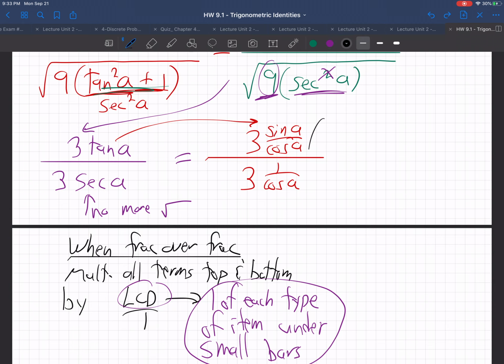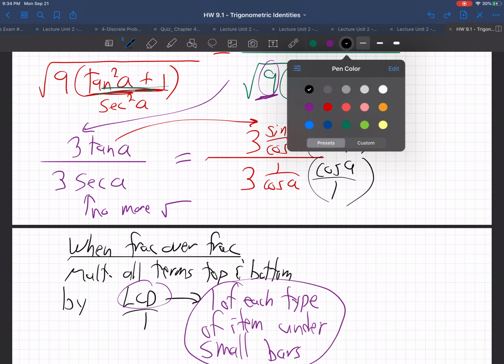So let's do it. I'm going to multiply by cosine of A over 1 top and cosine of A over 1 bottom. The threes are not separate terms. Why not? There's no plus or minus between them. If there was a plus or minus between the 3 and the fractions they're next to, then they would be separate terms, and they would also get their own cosine of A over 1, but they're not. They're all just one term. So we just put the cosine on the top and on the bottom.